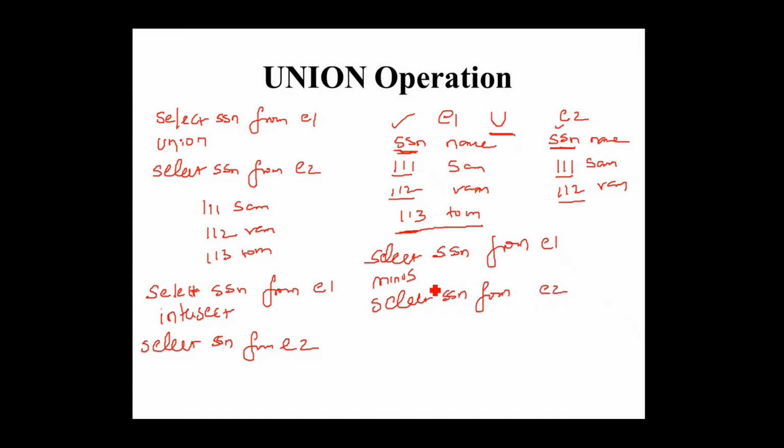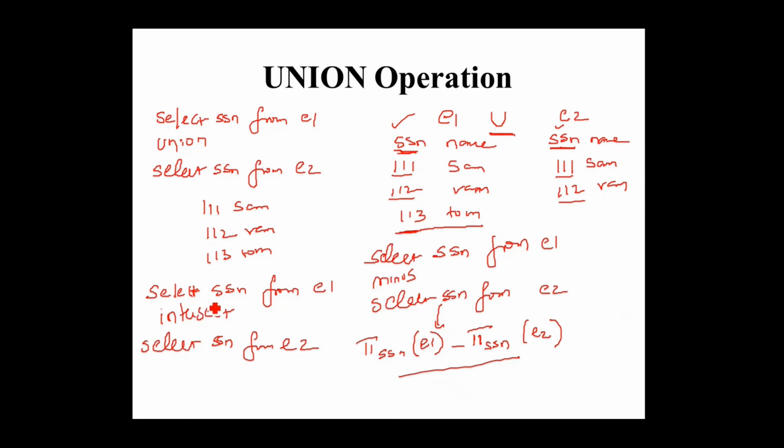So how can we represent this in relational algebra? First, you are selecting SSN from employee 1 minus, we are projecting. What is this? This is projection, right? We are just taking a column. So we are projecting SSN in E2. So this is the equivalent query for this.